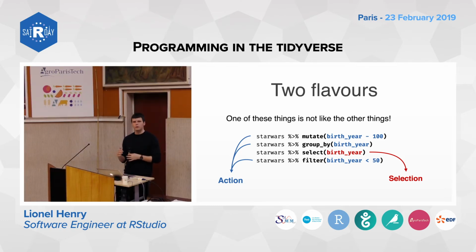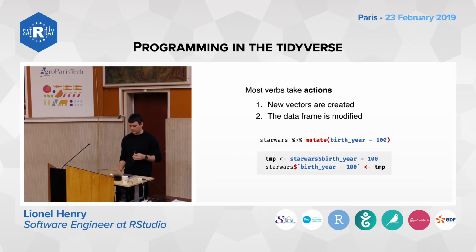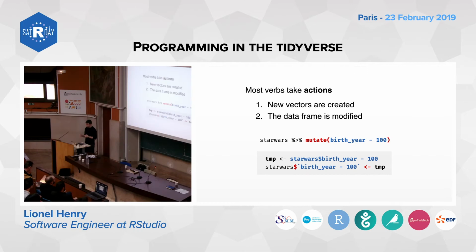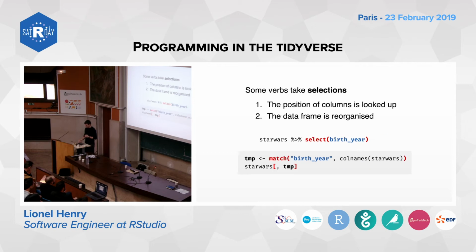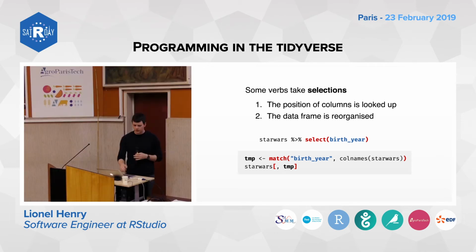Because most of the functions in the Tidyverse take actions, and some of the functions, such as select, take selections. So what I mean by action is that we have this data masking. You can manipulate your data, and then a new vector is created. And then we modify the data frame with this new vector. When we have a selection, the position of the columns is looked up in the data frame, and then we reorganize it. And so something different happens here.